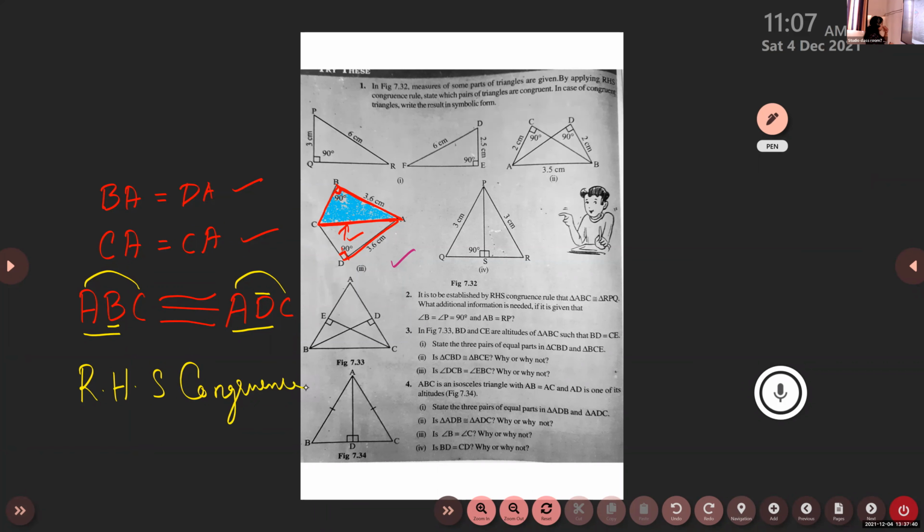You can conclude that by RHS congruence criteria, the two triangles are congruent. Did you understand, children? Yes, ma'am. Okay. So in the next class, we can continue.